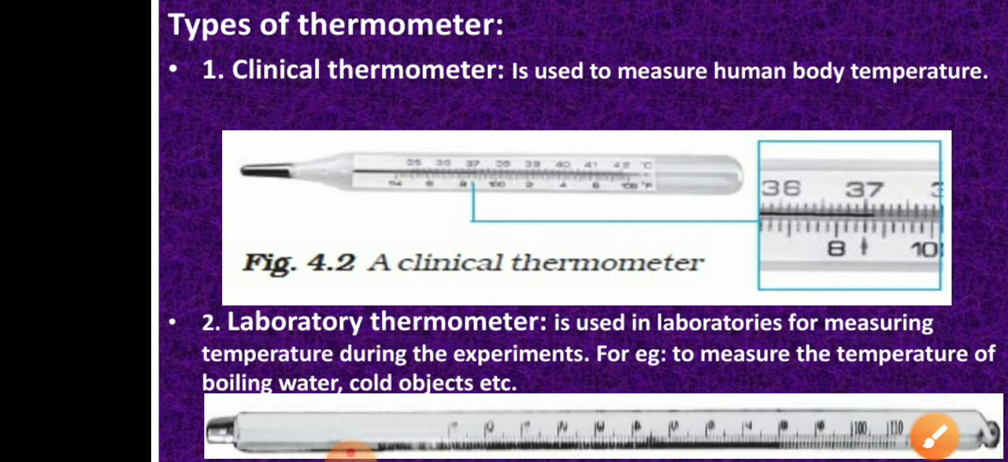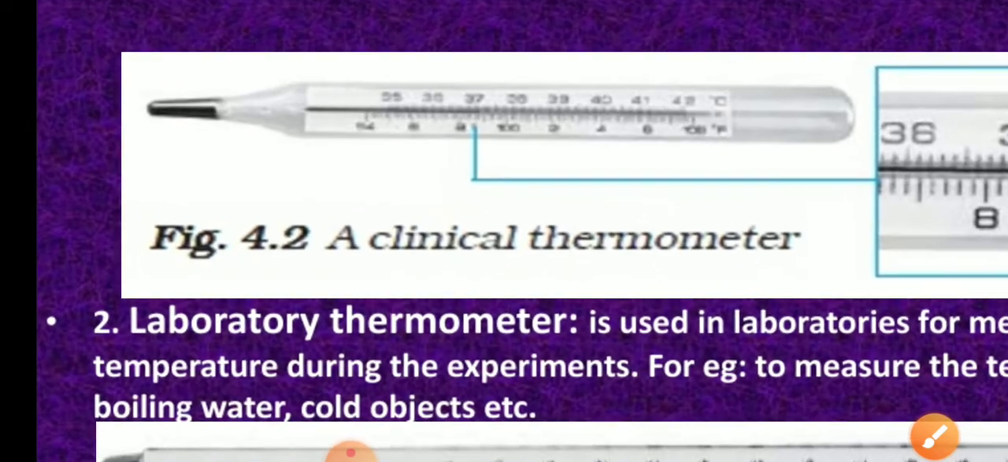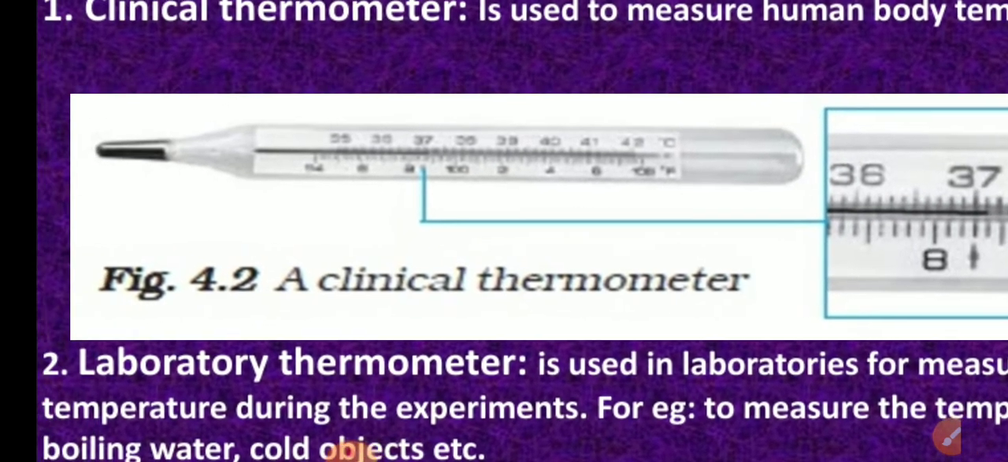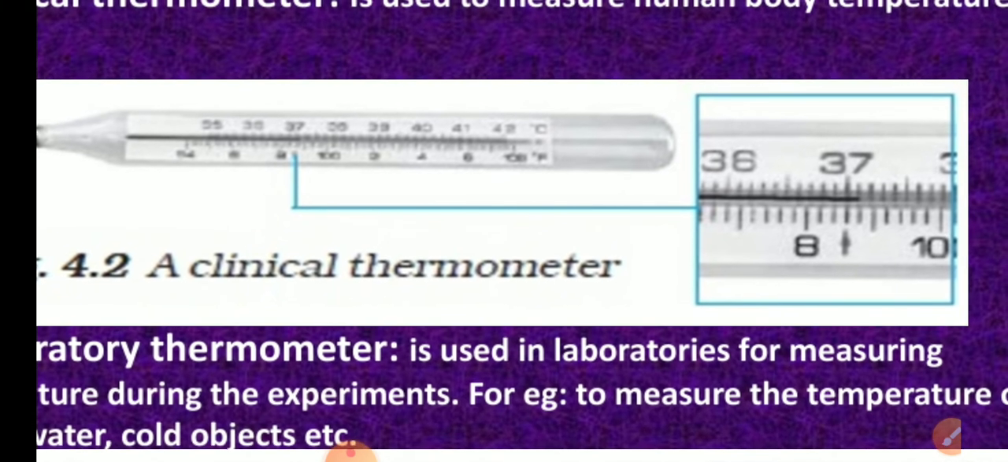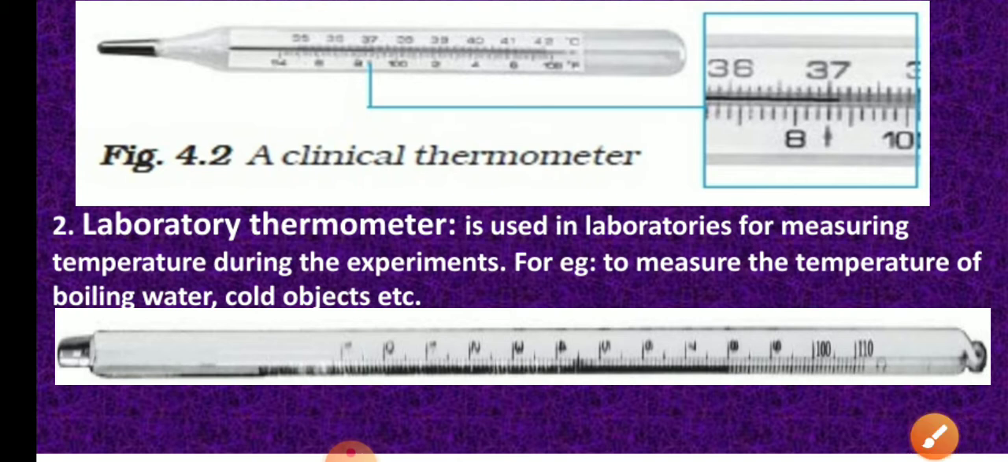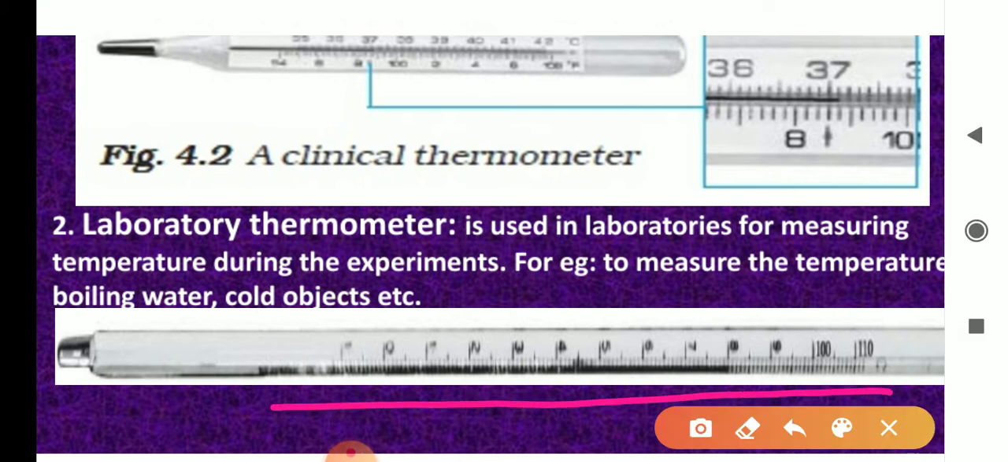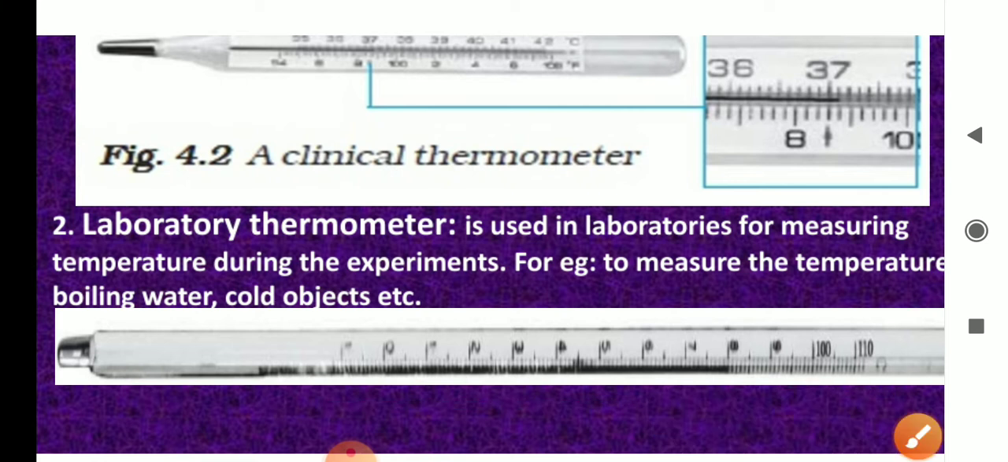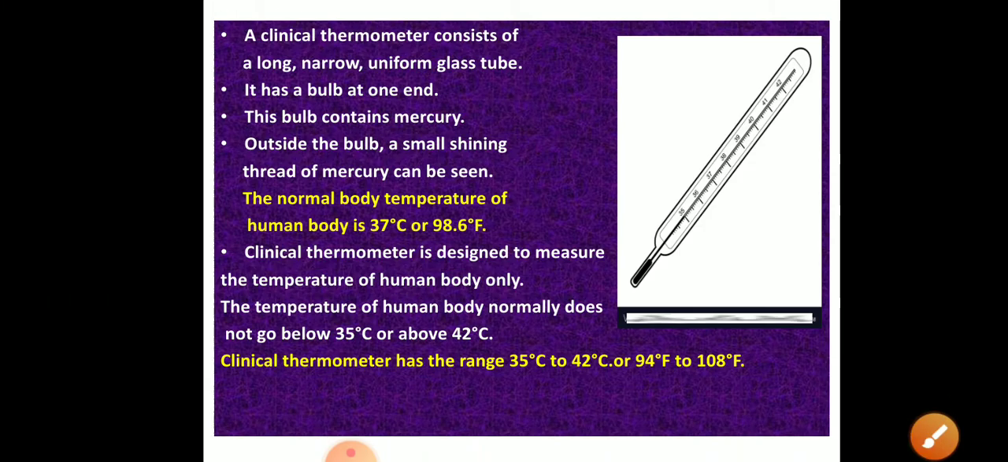Now see once more the diagram. This is the clinical thermometer. Next is the laboratory thermometer. This one, the lower one, is the laboratory thermometer. Okay, then see one by one. Today we will discuss the clinical thermometer. In the next part, part 3 of the chapter, I will explain the laboratory thermometer. And here, I'm going to explain about the clinical thermometer. Then see, next slide.